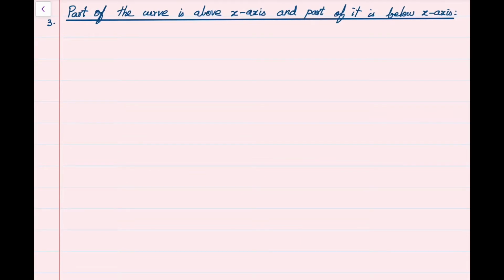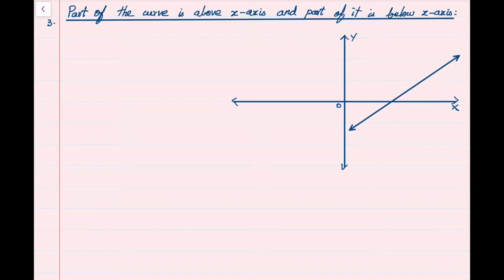The third case is when part of the curve is above the x-axis and part of the curve is below the x-axis. Let us consider a curve which is a straight line and take the limit lines x equal to a and x equal to b. Let us shade the region bounded between the line and the x-axis between the given limits. This region is below the x-axis and this region is above the x-axis. We have to find the sum of these two, and let this point of intersection be C.